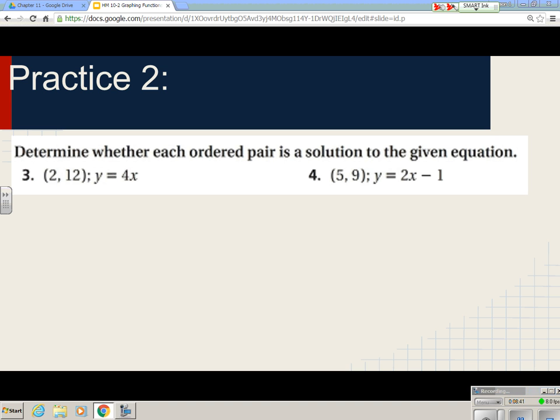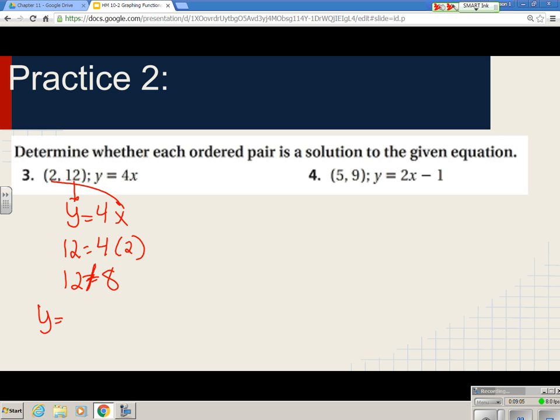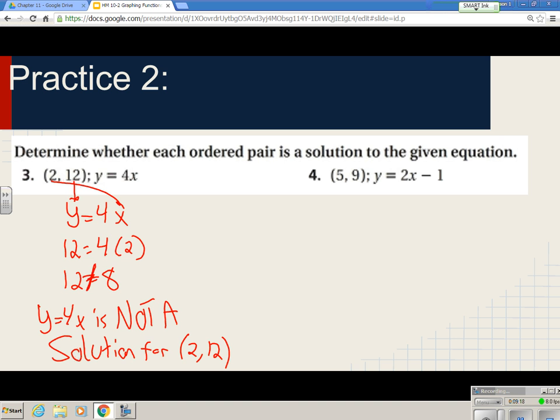So for number 3, we're given y equals 4x. The first step is to write it down. The second step is to replace the y with 12 and x with 2. So 12 equals 4 times 2, that's 8. So does that equal? No. So you draw the not equal sign. So you can say y equals 4x is not a solution for 2, 12. Okay? Go ahead and do number 4 on your own.